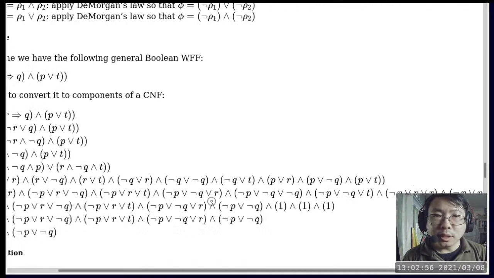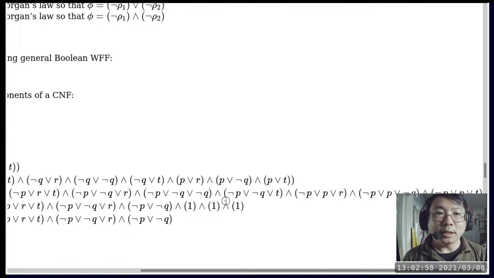When you see something and the negation of itself in an OR, that simplifies to true. So when we have not P or P, that simplifies to true. Doesn't matter what the rest of the OR has. So that simplifies to a true. This also has not P or P. This one also has not P or P. So all of those simplify to just simply true.